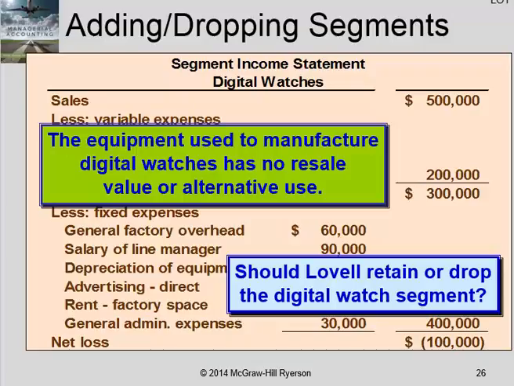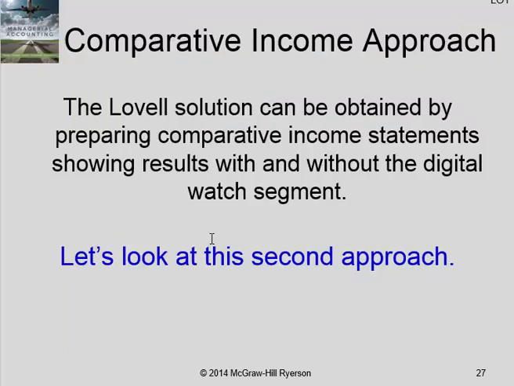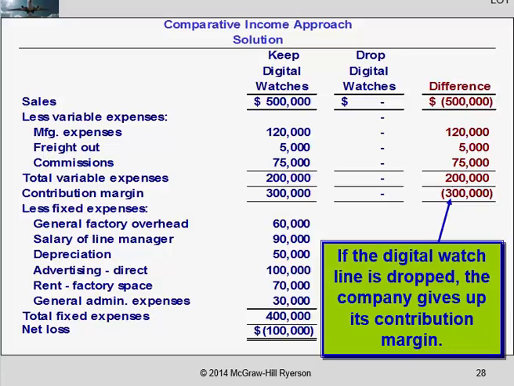Right, welcome to part 2 of lecture 9 FMGT 3224. We're in the middle of looking at whether the Lovell company should drop its digital watch segment, and the answer can be obtained by preparing comparative income statements. Okay, so let's do that.